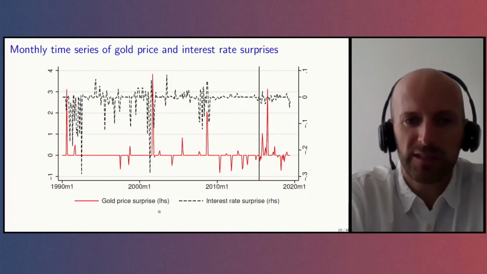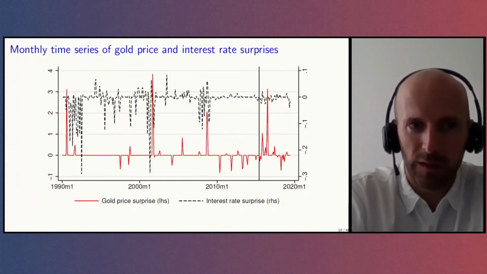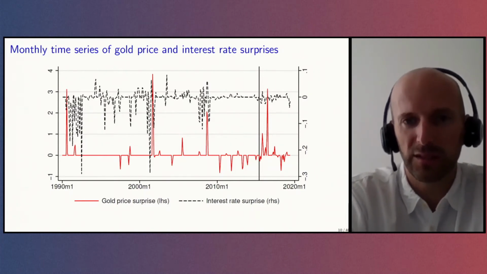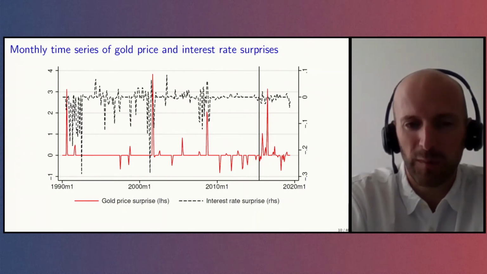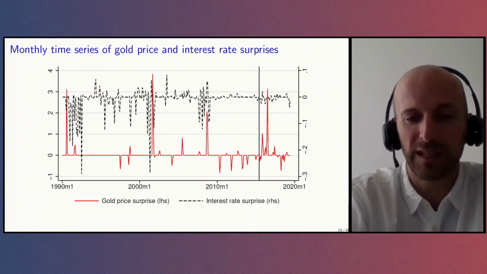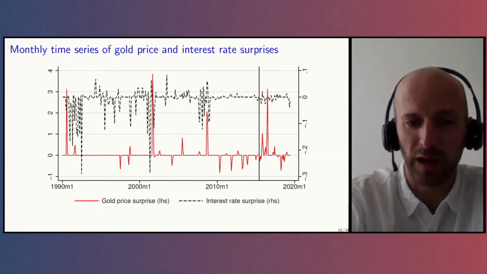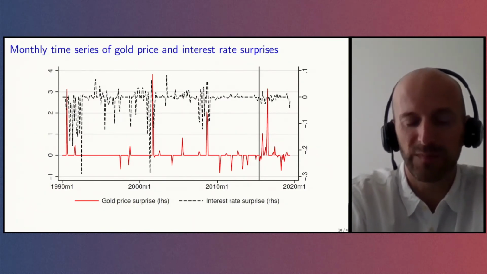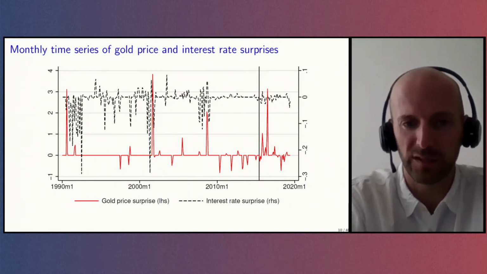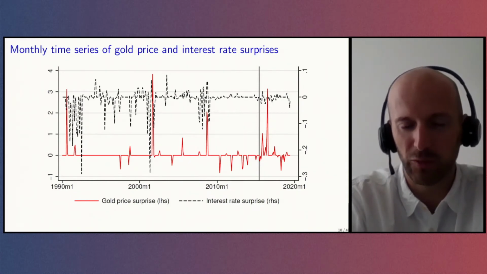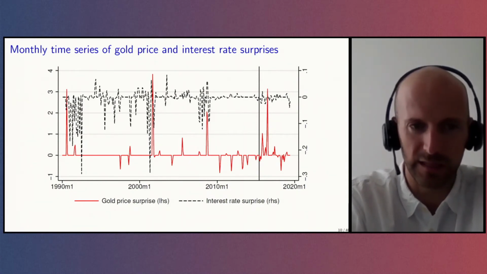Okay, so here is the time series of the monthly gold price surprises and the interest rate futures surprises. Let me focus on the gold price surprises. Remember, the proxy variable is constructed at the daily frequency. These are daily, intra-daily changes in the gold price on narratively selected dates. Our VR is estimated at the monthly frequency, so we have to temporally aggregate these daily gold price surprises to the monthly frequency. We follow Gertler and Karadi in the temporal aggregation.